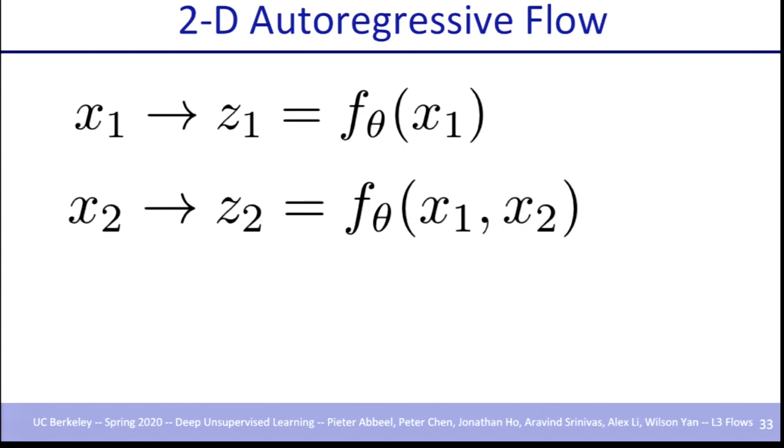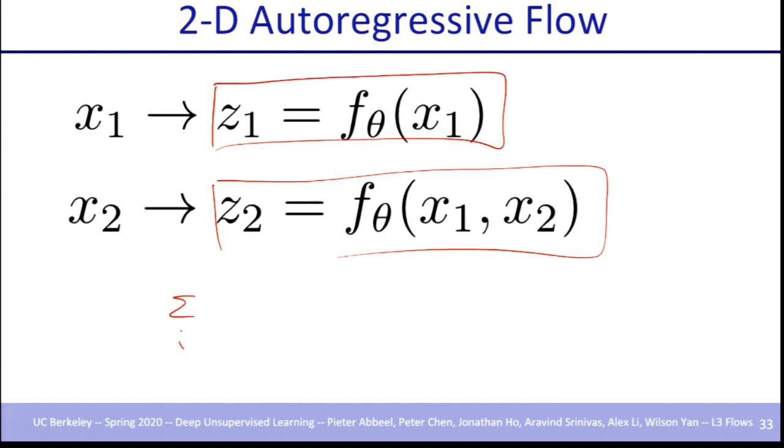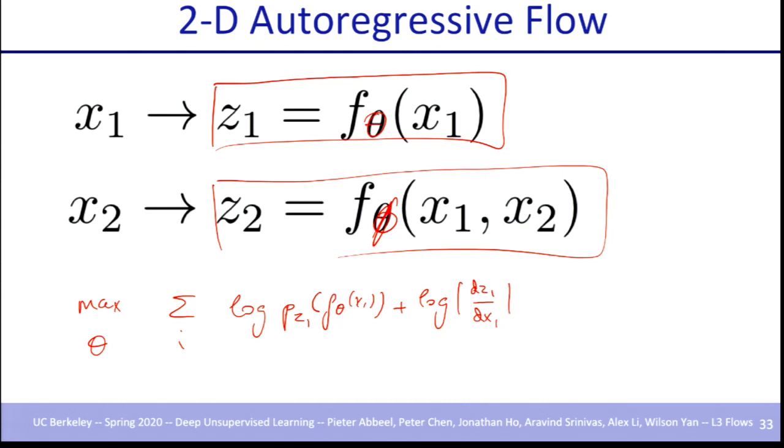So what this means is that, again, for training we'll have a term for this one, a term for this one. Think about the training objective. It'll be something along the lines of sum over data points, we maximize over theta, let's call this one theta and this one phi to differentiate them, and then you'll have a log probability under the distribution that you have for z1 as your target of f theta x1, plus log absolute value of dz1/dx1, and then plus log probability under z2 of f phi of x1 comma x2.